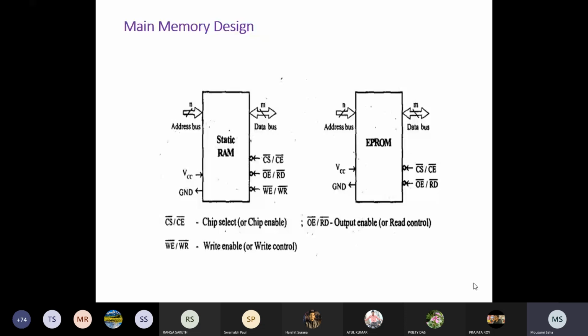Sometimes it may happen that we don't have the read control pin, but with the help of the write control pin, we can control both read and write. When WR bar equals 0, it will act as a write operation, and when WR bar equals 1, at that moment we can use it for the read operation. So both operations it can do if we consider the RAM.